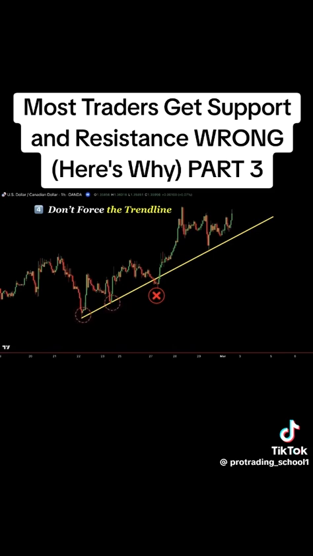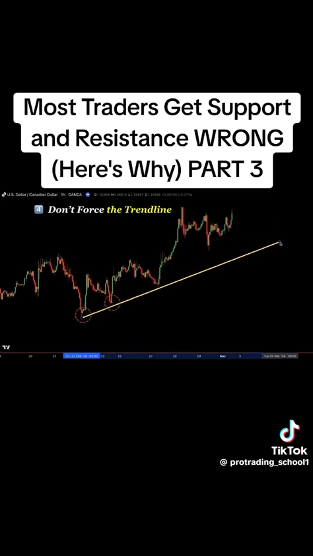The correct approach is simple. Identify the true swing highs or swing lows, draw the trend line based on those points, then wait and observe how price reacts. Never adjust your trend line just to make the chart look better. Let the market guide your analysis, not your expectations.